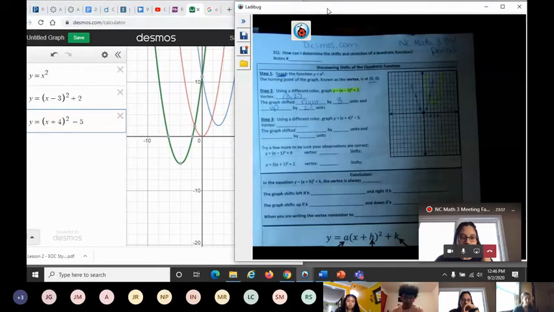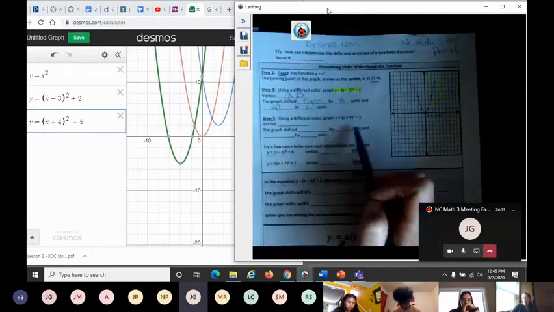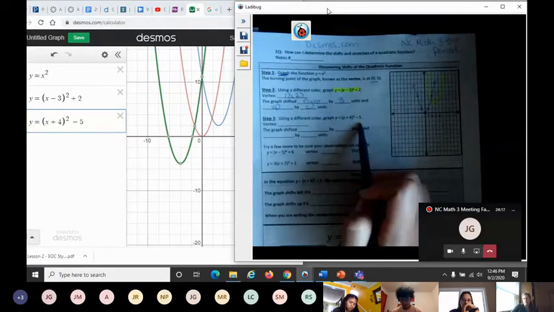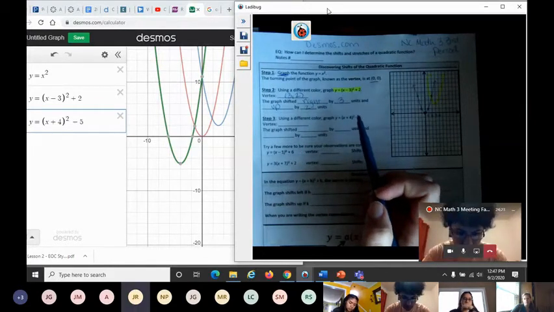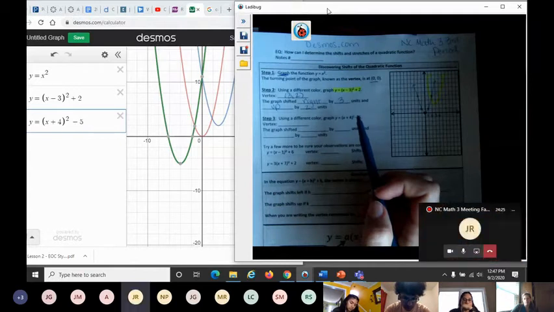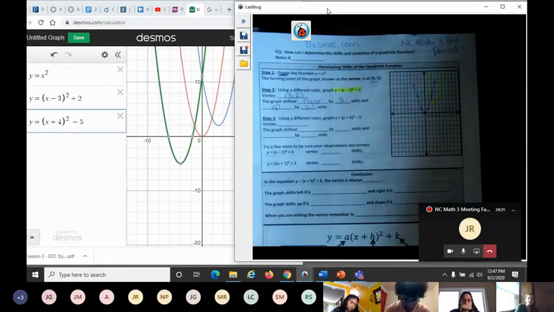So Lamaro, are you here? Jason, are you here? All right. What did you get as the vertex for this particular function? I remember. Okay, well, we can look at it and figure it out. So I graphed this function on Desmos. It's the green function on this grid right here.